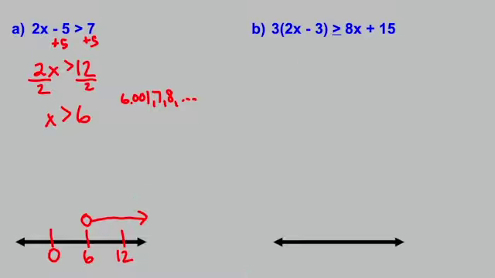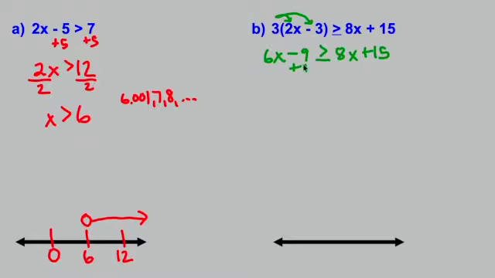Let's take a look at a different problem. I'm going to switch over to green. Same idea, just treat this as an equal sign. So 3 times 2x, when we do our distributive property, would be 6x. And 3 times negative 3 is negative 9. We have greater than or equal to 8x plus 15. And once again, we're going to treat this just like we would any other equation.